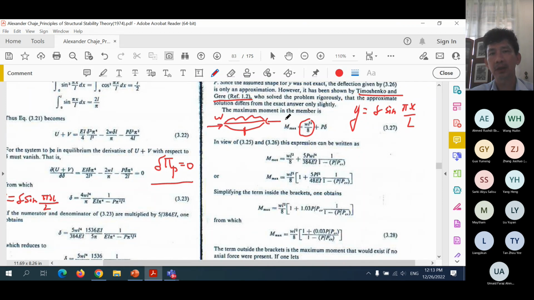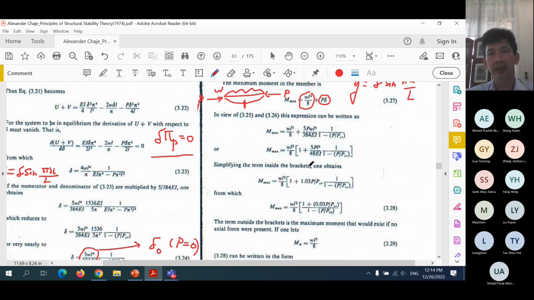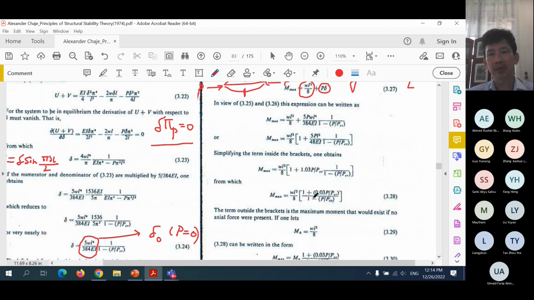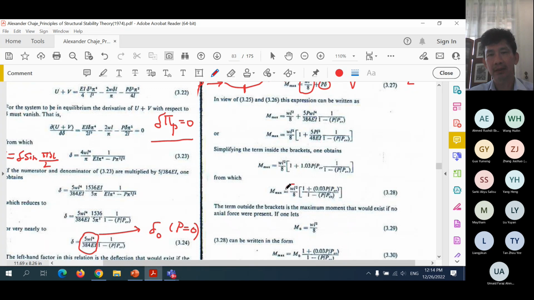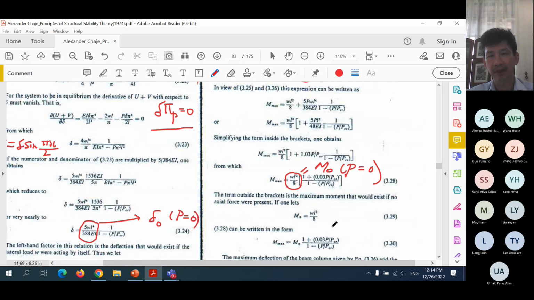So again, you can see because of P here, we get an additional moment, a secondary moment. Substitute the delta that we have obtained into this equation and do some simplification again, and finally we come to this form here. Again, this one is M subscript 0, which is when P equals 0. When P is not equal to 0, this will be amplified.